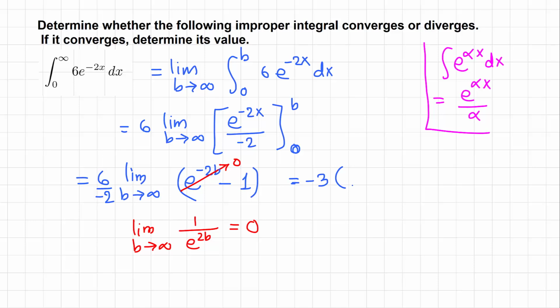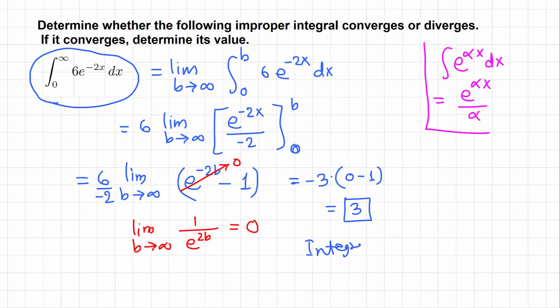So 0 minus 1 is negative 1, and here is negative 3. Negative 3 times negative 1 is 3. That means this improper integral converges, and the value is 3. The integral converges to 3.